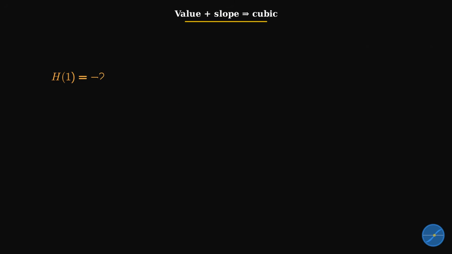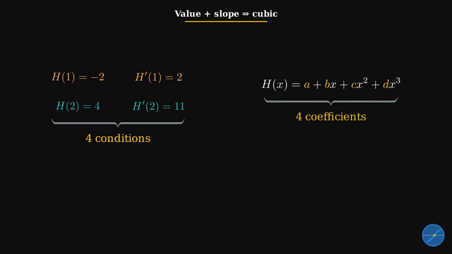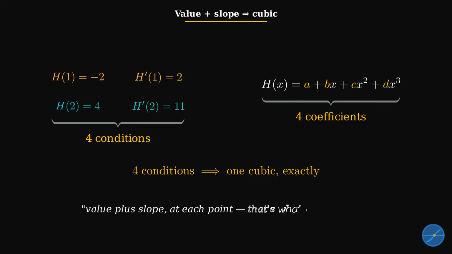2 points, and at each one we now fix 2 things, the value and the slope. Count them: 1, 2, 3, 4. 4 conditions. A cubic has exactly 4 coefficients, 4 conditions, 4 unknowns. That points down exactly 1 cubic. Value plus slope at each point, that's what pins it down.